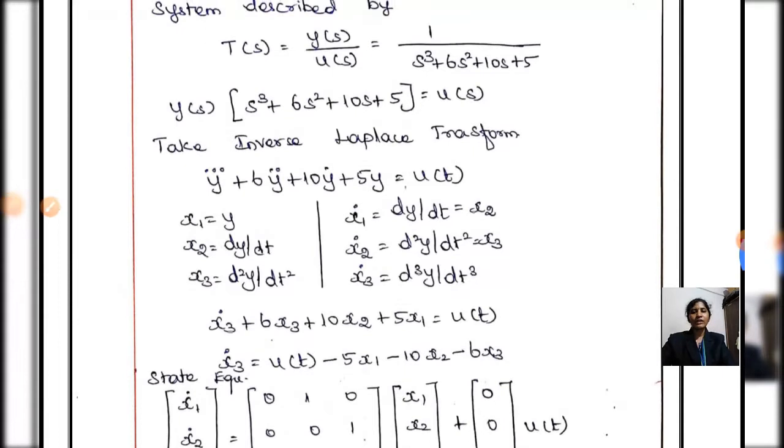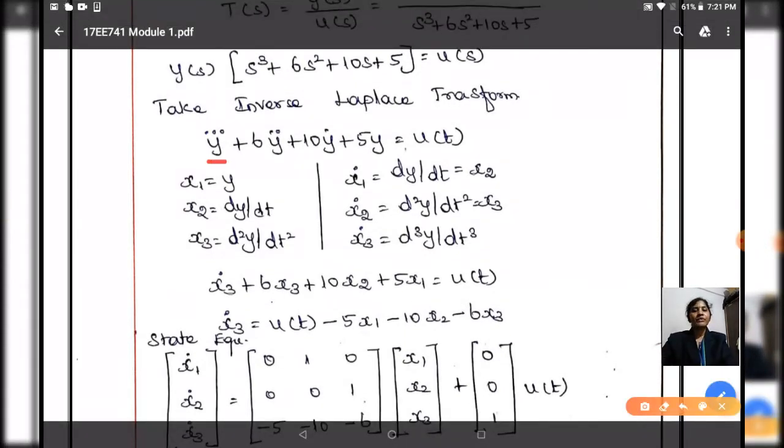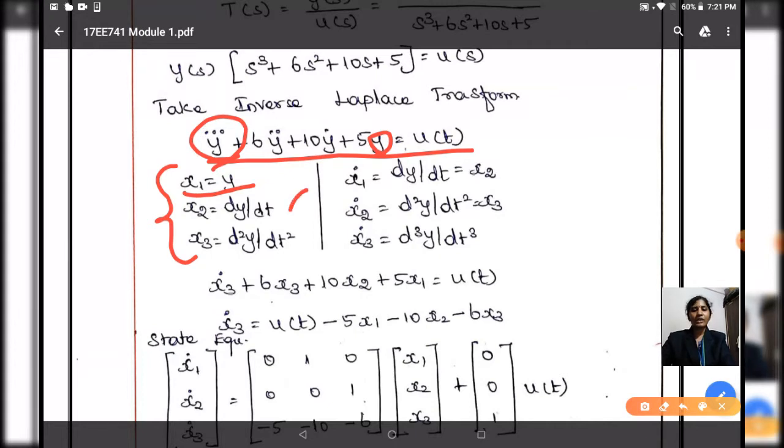When you solve from this equation, it is very clear that the order of the system is 3. So you will get 3 state variables, that is x1, x2, x3. The first state variable will be your system variable, that is y, and the other state variables are the derivatives of your system variable. So x1 is equal to y, and x2 is equal to the derivative of your system variable, that is dy by dt.